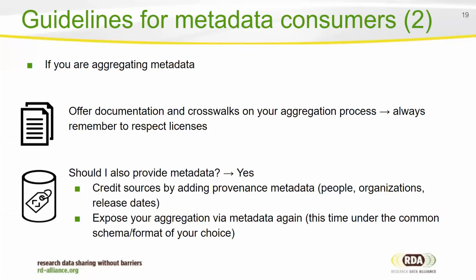If you are aggregating metadata, provide documentation about how you are aggregating the different metadata. If there is no clear common path across the different sites that you are using to aggregate this metadata, you need to say how you are mapping from one model to the other. So you need to provide crosswalks and you need to provide documentation. And again, you always should respect the licenses of the data that you are gathering. And again, you should also provide metadata. Metadata is very, very important.